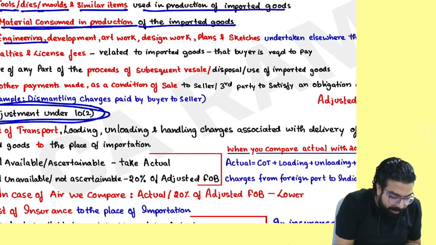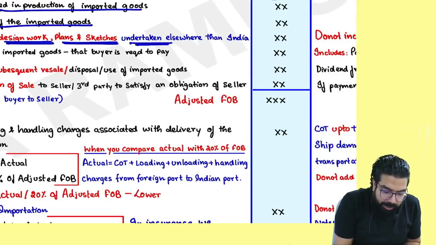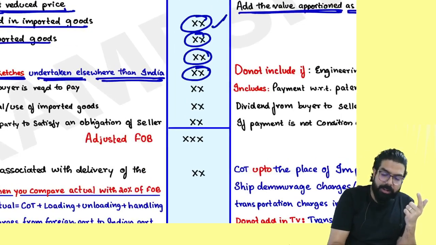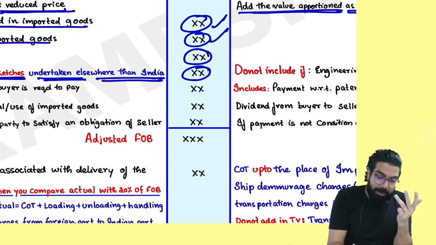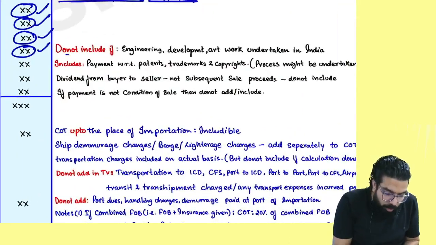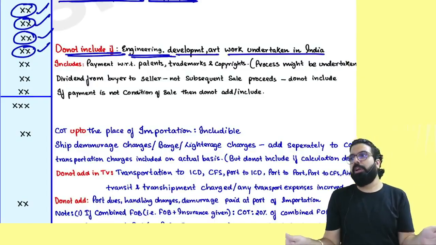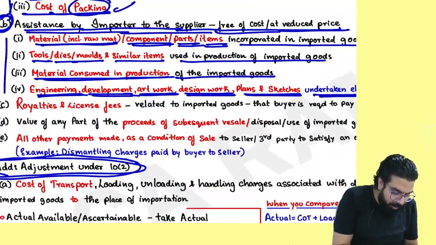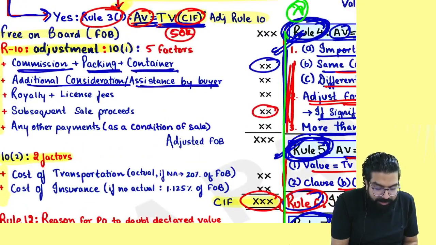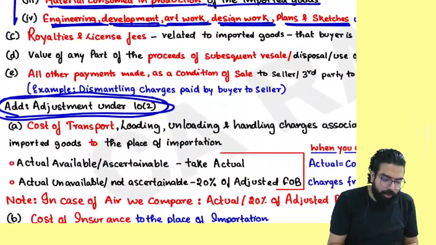Remember this point, everyone. Engineering, development, artwork, design work, plans undertaken elsewhere than in India, you always have to add. People, what will you add? Material, tools, etc. Material consumed, engineering work in India or outside India? Do not include engineering development work undertaken in India. Is my point clear to all? Everyone, see, the second one I have written over here: additional consideration or any assistance given by you should also be included. Let's go ahead and move to the next one.